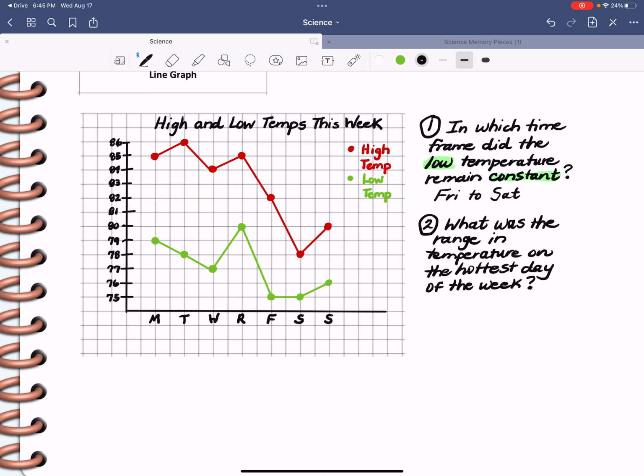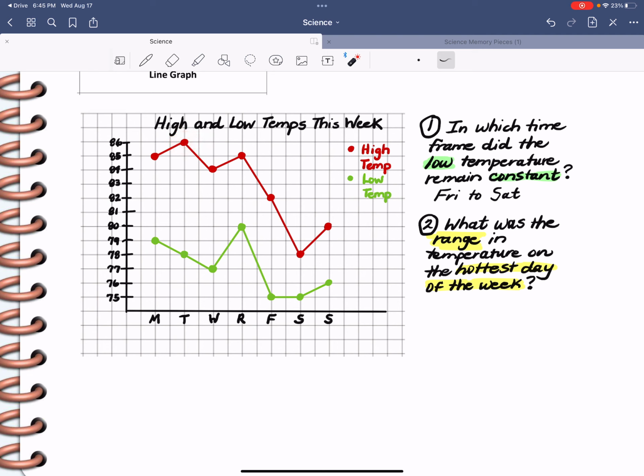What was the range? That's a subtraction problem. Anytime you're asked for a range, you will need to subtract if you're doing math. So range, that's subtraction. On the hottest day of the week. So what does the hottest day mean? That means the day with the highest temperature. So that would be right here on Tuesday.